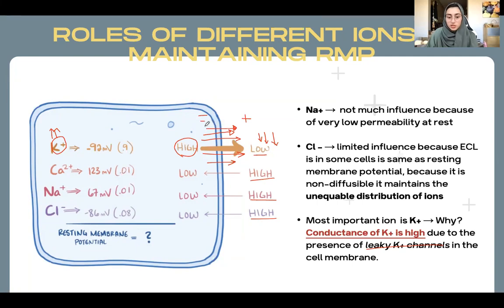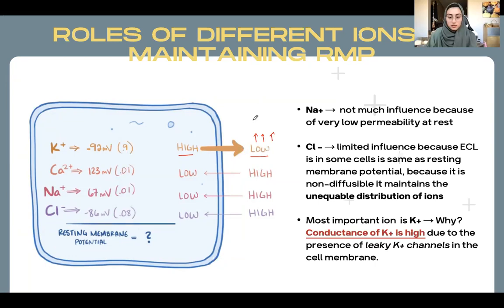So that's one thing. Second thing is, let's say we do the opposite. Again, potassium is higher on the inside and lower on the outside. It has the most permeability. So let's say you have a lot more potassium outside the cell. So this is going to be hyperkalemia.